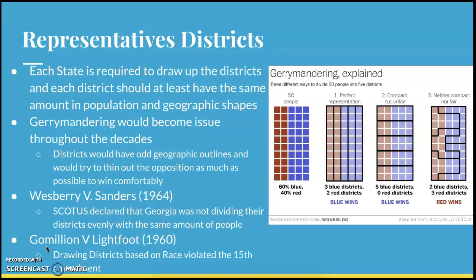There is a practice known as gerrymandering that has been going on throughout the decades, not only in the 20th and 21st centuries, but since the 19th century as well. The main idea behind gerrymandering is that districts have odd geographic features and outlines that try to thin out the opposition as much as possible to win comfortably in that area. Regardless of which party is in power in that region, they would try to affect the outcome.